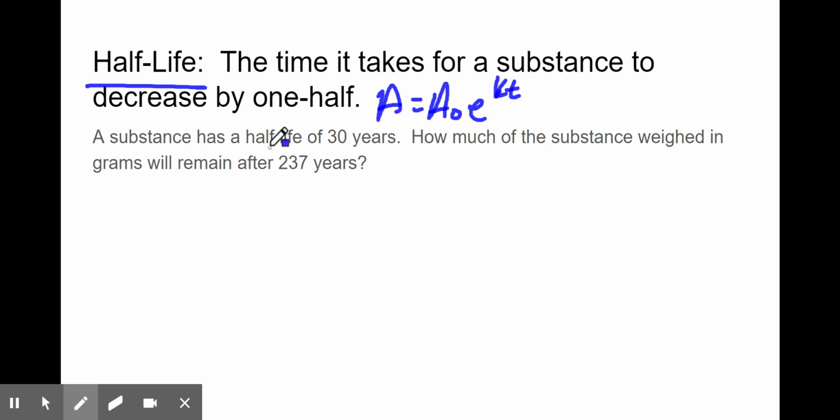Okay, a substance has a half-life of 30 years. How much of the substance, weighed in grams, will remain after 237 years? So this is the question. How much will remain after 237 years? The half-life is 30 years of this substance.